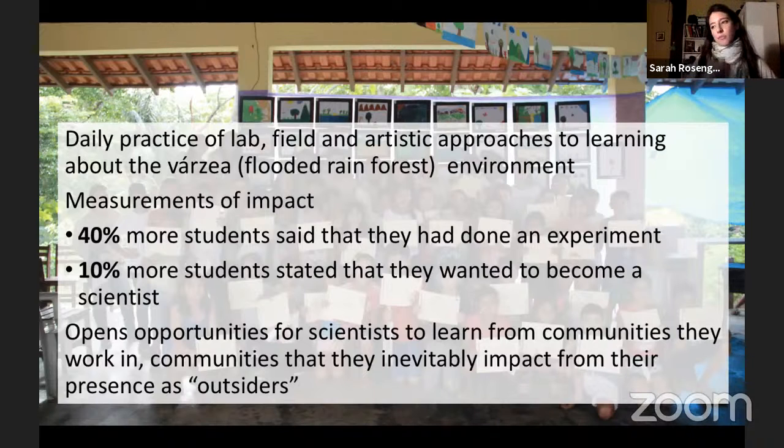And also, I think for me, and hopefully for the other scientists I was with, it was an opportunity for us to learn more from the communities that we work in. I think it's inevitable that we have an impact on the communities when we come from outside and travel to a place to do field work. And so I think that through these opportunities, and maybe through the art, there's a way for us to be better at learning from the communities too. And perhaps this learning process can drive some of our research questions going forward too.